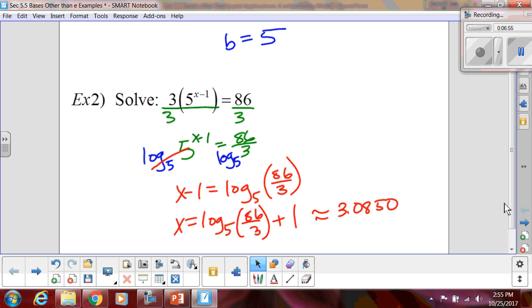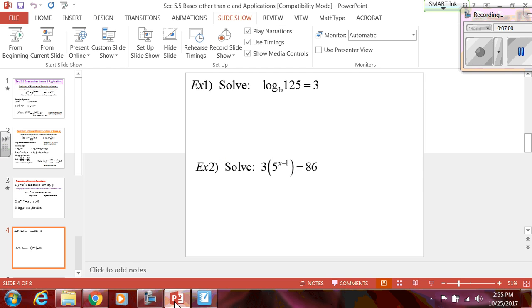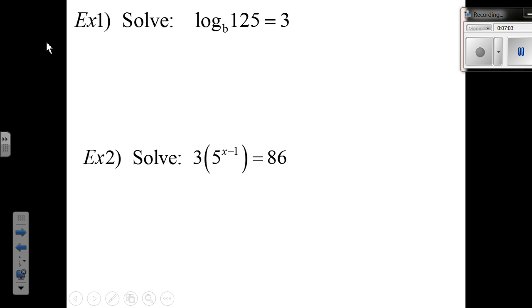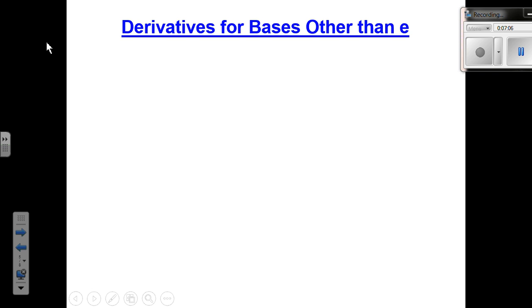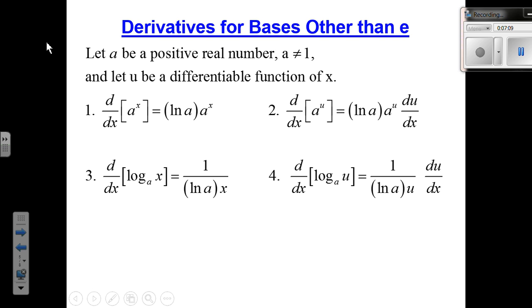All right, so if we continue on, let's go back to our PowerPoint and talk about the derivatives. Okay, so again, a is a positive real number, not 1. u is a differentiable function of x, so that's normal. u can be anything besides x. Let's look at part 1. Our derivative of a to the x is going to be equal to natural log of a times a to the x.